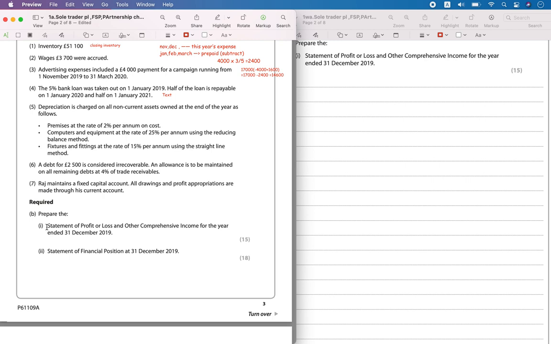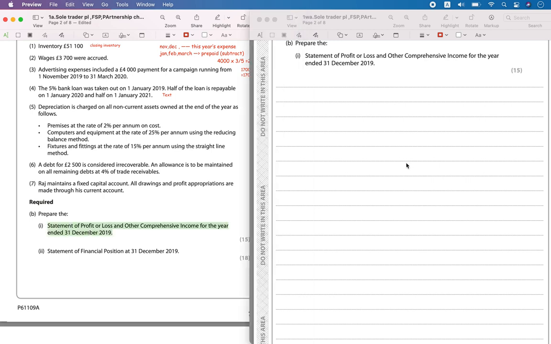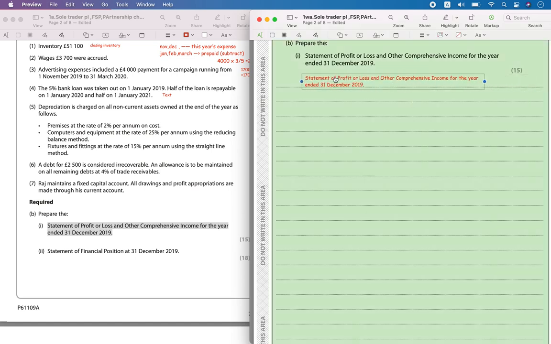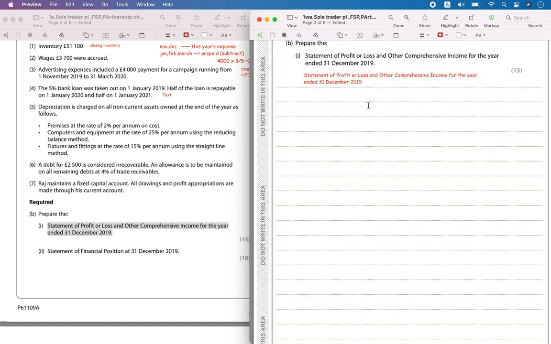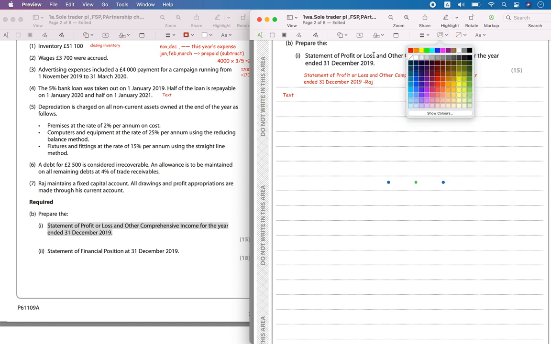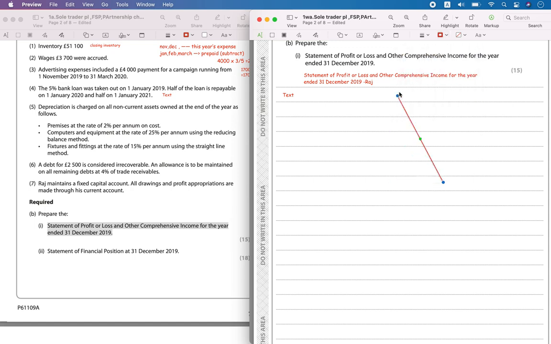Now Raj maintains a fixed capital account, and all drawings and profit appropriations are made through his current account. This will be included in the financial position. Now let's calculate the statement of profit or loss and other comprehensive income for the year ended 31st December 2019 for Raj, the retailer. This statement will include revenue, cost of sales, then gross profit, expenses and profit for the year.